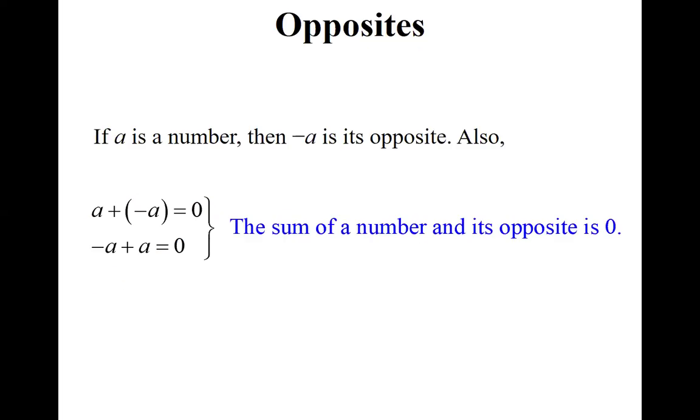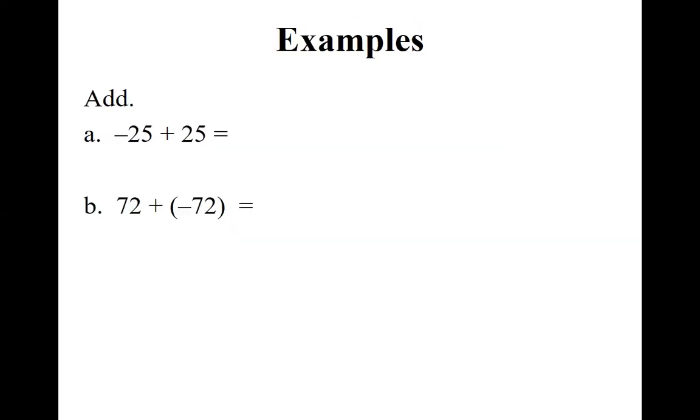If A is a number, then the opposite of A is its opposite. Also, a number plus its opposite is 0, and the opposite plus the number is 0. In other words, the sum of a number and its opposite is always 0. For example, negative 25 plus 25, that's the sum of a number and its opposite. That's 0. 72 plus negative 72, that's the sum of a number and its opposite. That's 0.